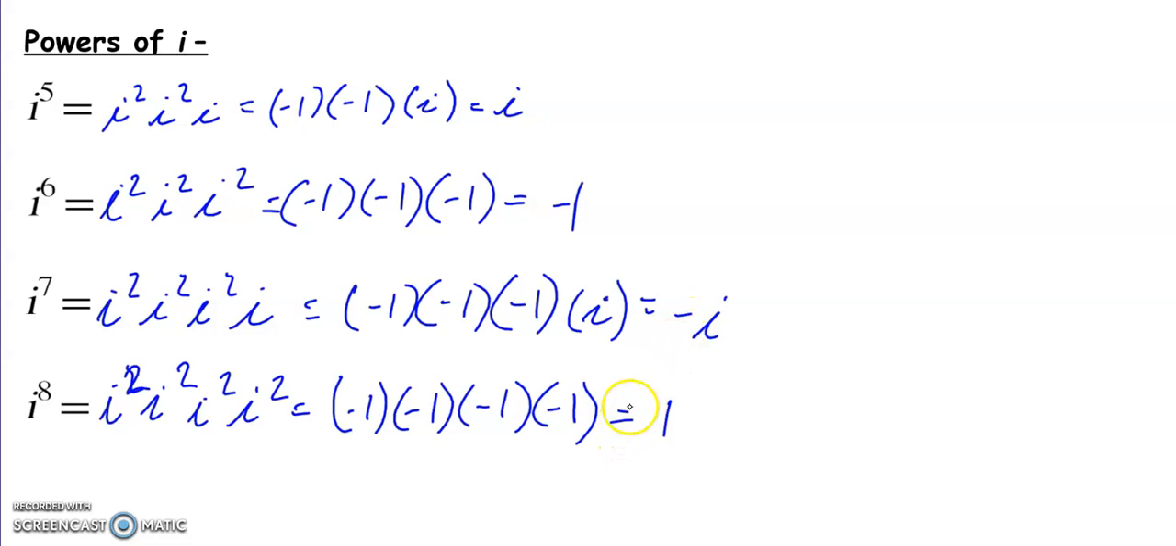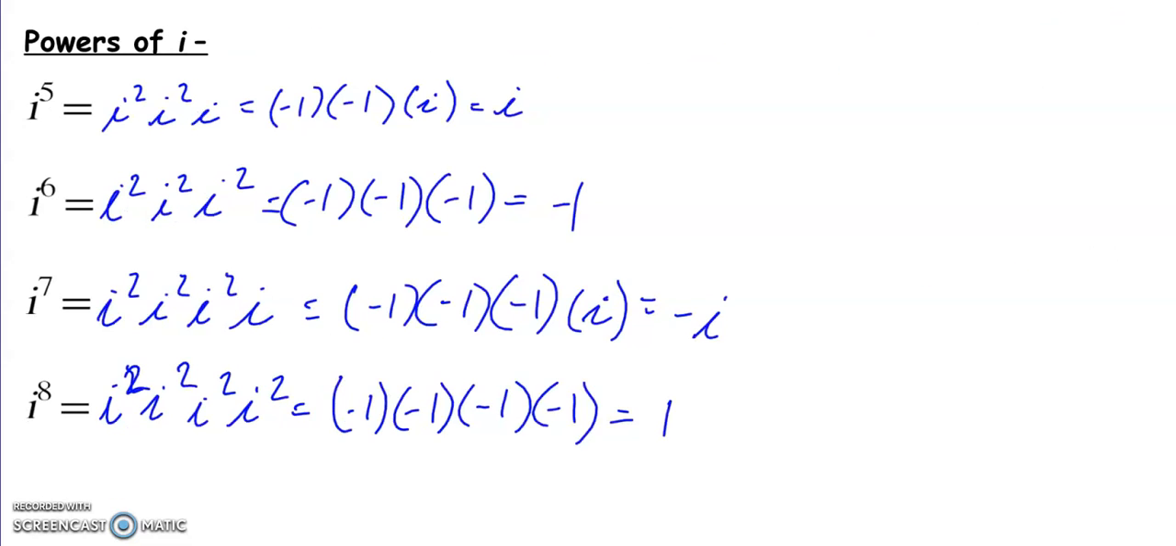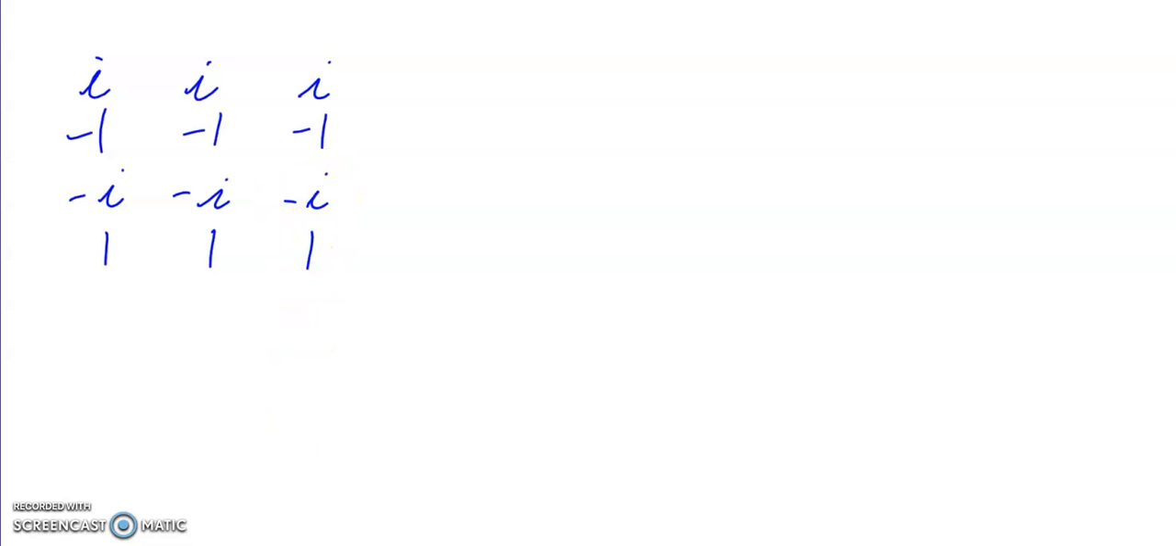Boom. Did you notice that pattern repeats for 1, 2, 3, 4, 5, 6, 7, 8? That pattern repeats through infinity. We always go i, -1, -i, 1. i to the 1st, 2nd, 3rd, 4th, 5th, 6th, 7th, 8th, 9th, 10th, to the 11th power, to the 12th power, 13th power, 14th power, 15th power, 16th power, on and on forever and ever.